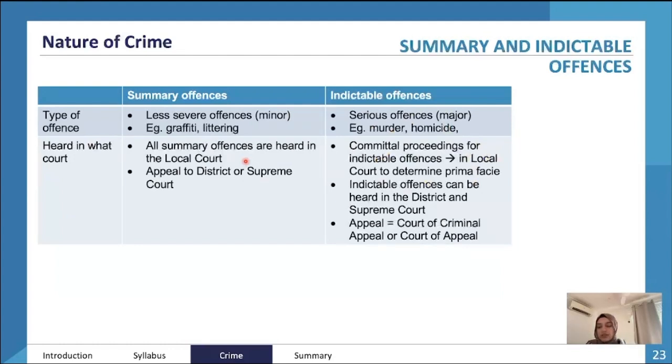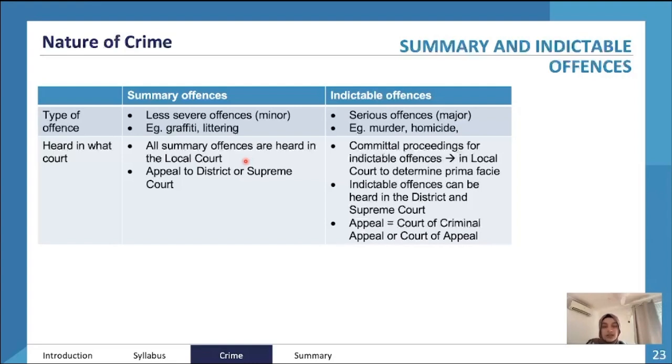So again, just a bit of a summary of indictable and summary. I went through a little bit of it earlier, but essentially summary offences are less severe. So they're minor offences, like for example, graffiti or littering. You're not going to go to jail for those, but they are still offences and they will still be considered or classed as committing a crime. So all summary offences are heard in the local court. You can appeal to district or Supreme Court if you wish, and your appeal may get denied, it may get approved, just depends on whether they believe you have enough of a case there.